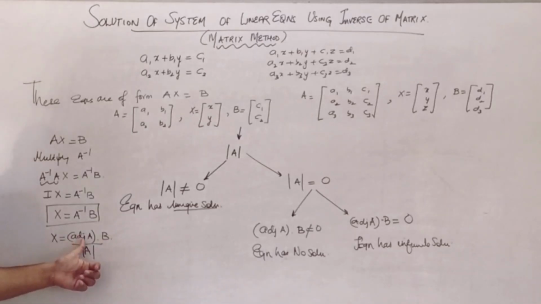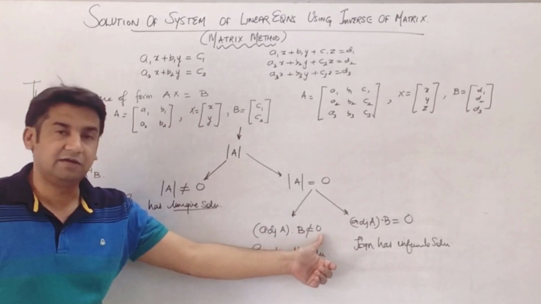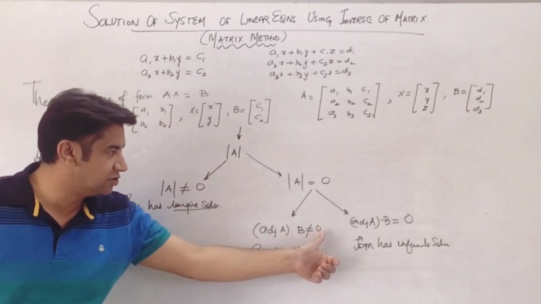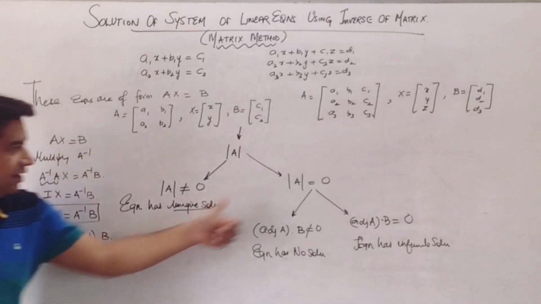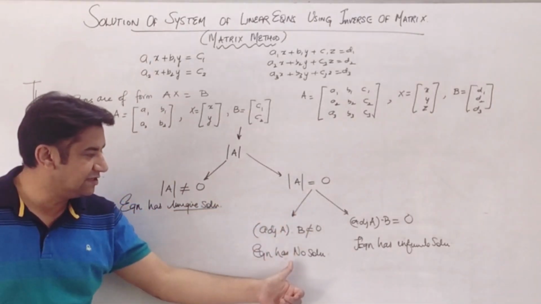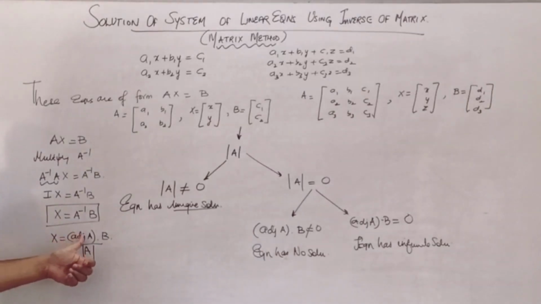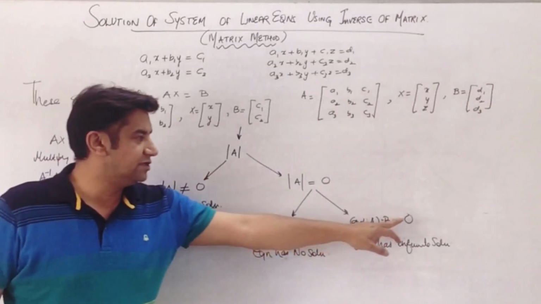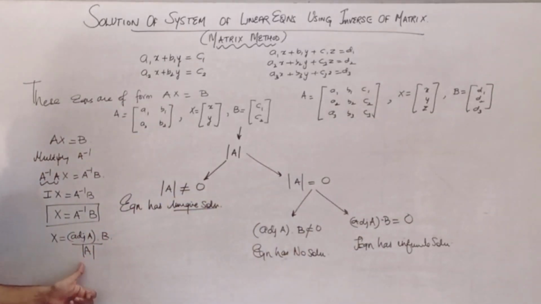Now, in the case of no solution, adjoint A into B is not equal to 0, but determinant is 0. Then the equation has no solution. But in the second case, adjoint A into B is equal to 0, and determinant A is also 0, then it has infinite solutions.